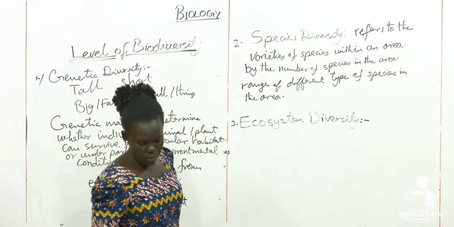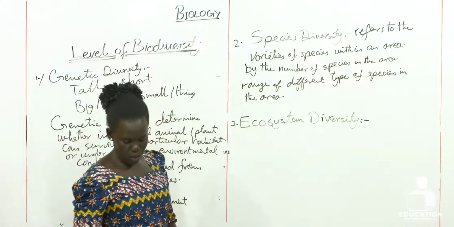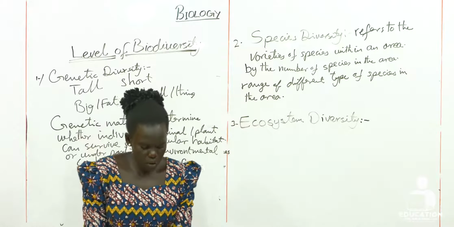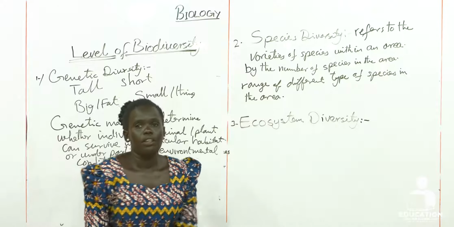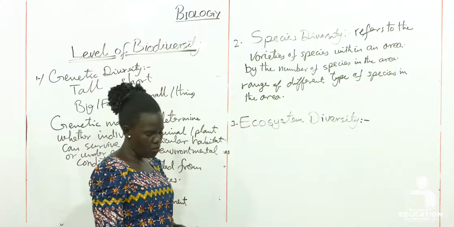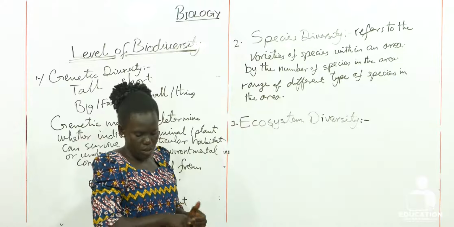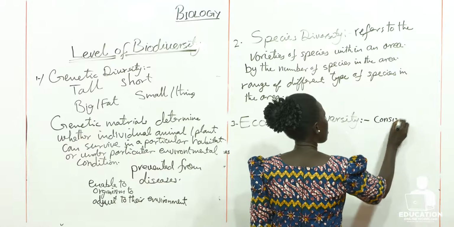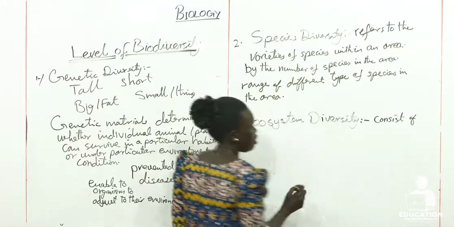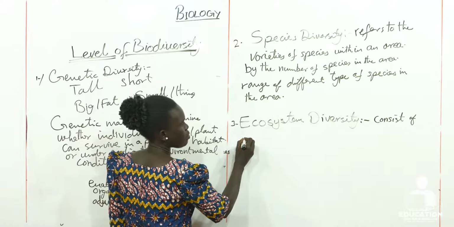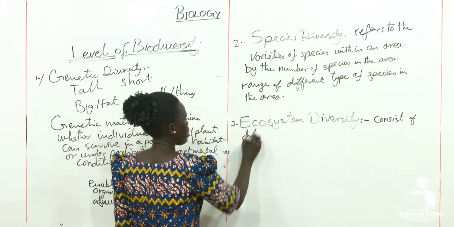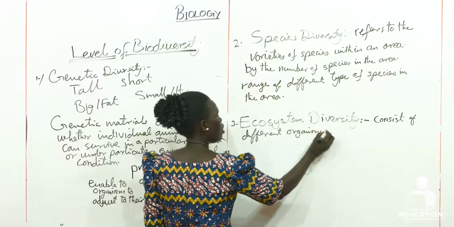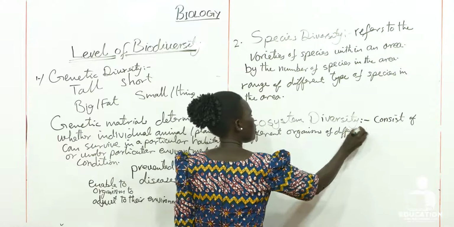So an ecosystem consists of organisms from many different species living together in a region that are connected by the flow of energy and nutrients, as the organisms of different species interact with one another. So an ecosystem consists of different organisms of different species.